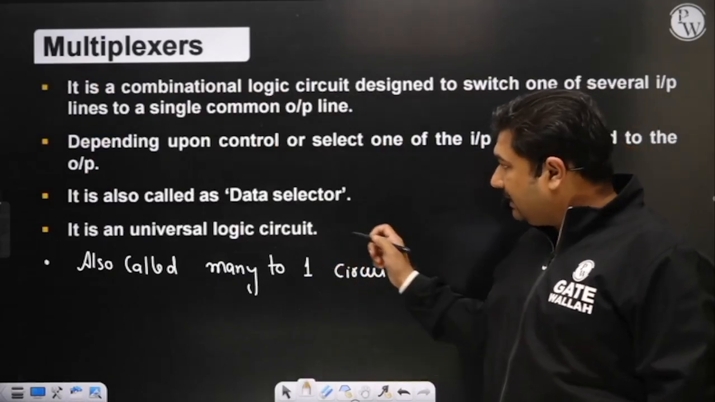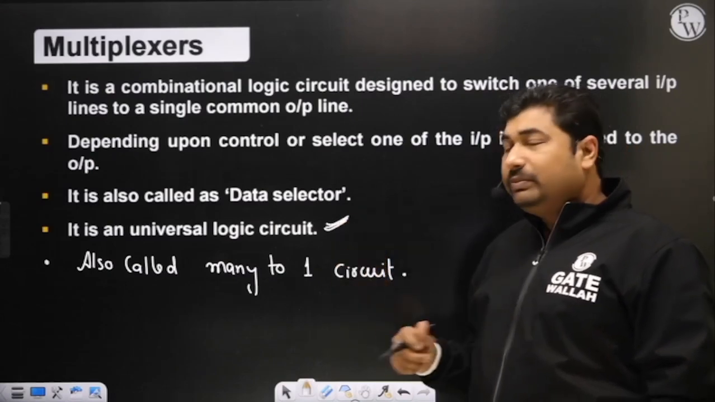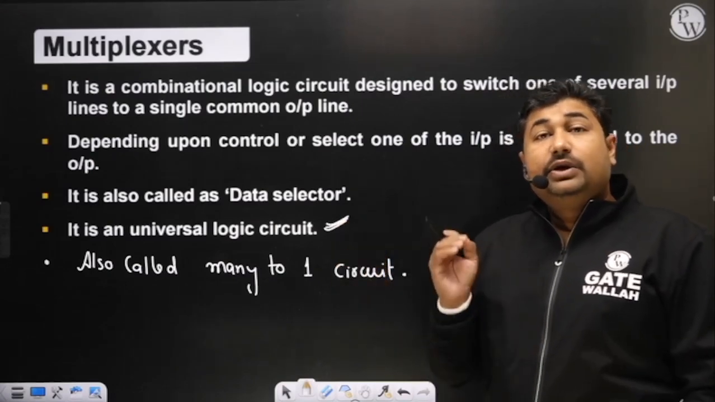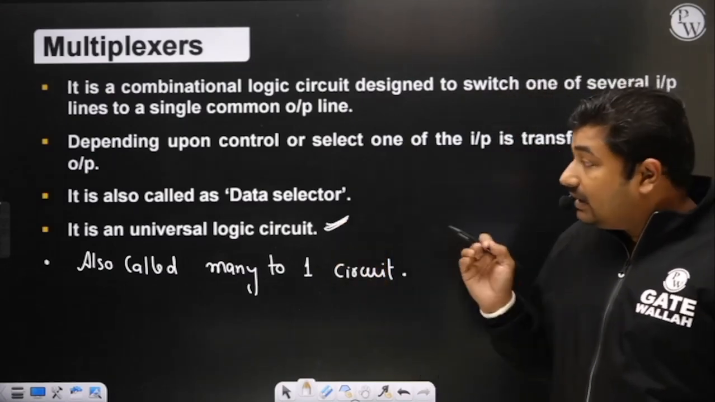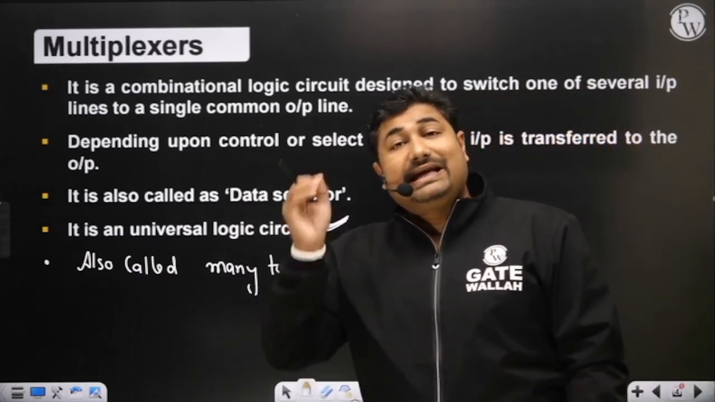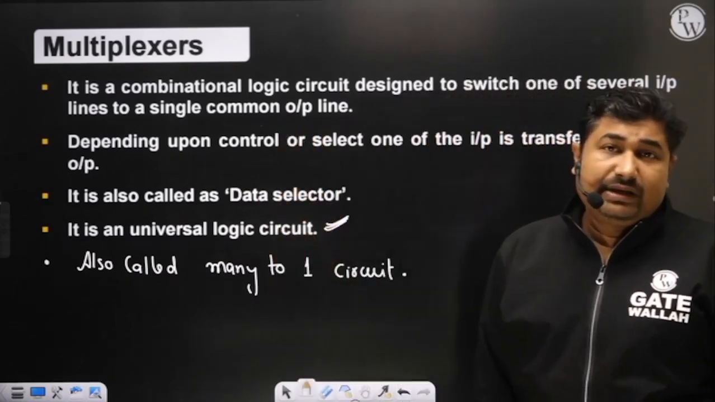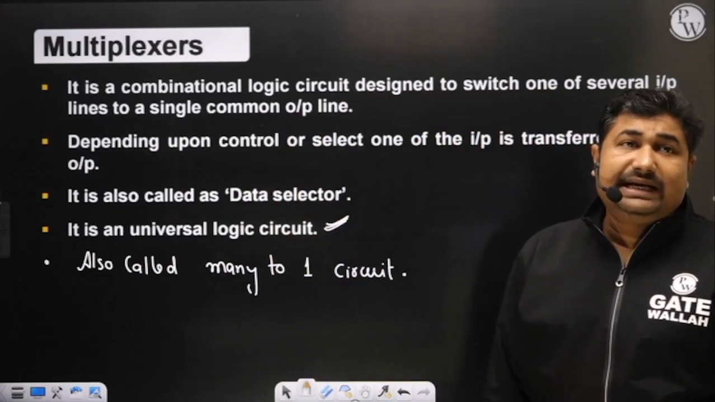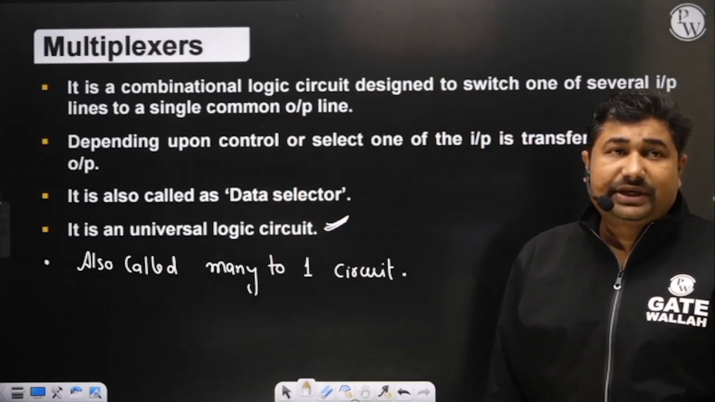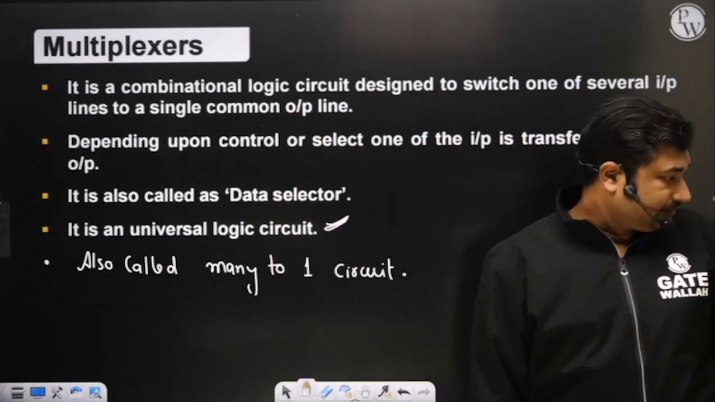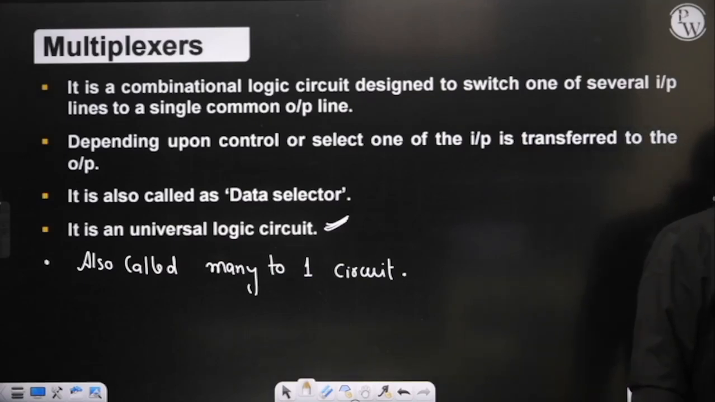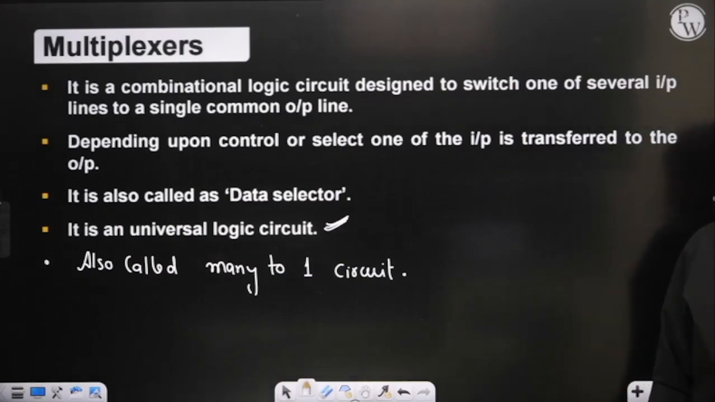So, a multiplexer is a universal logic circuit. What do you mean by universal logic circuit? Universal logic circuit means the multiplexer can implement any desired logic circuit. Is it okay? Great, sir.